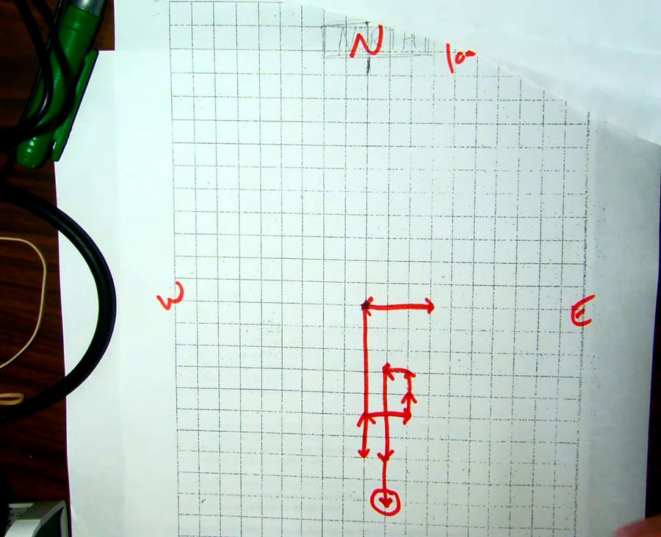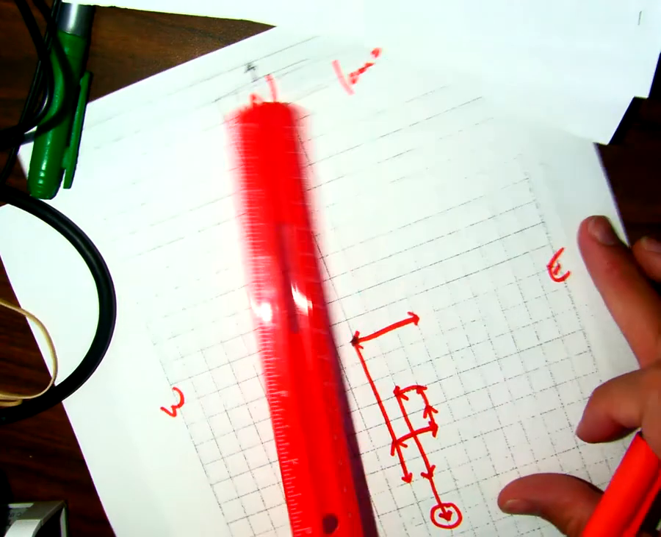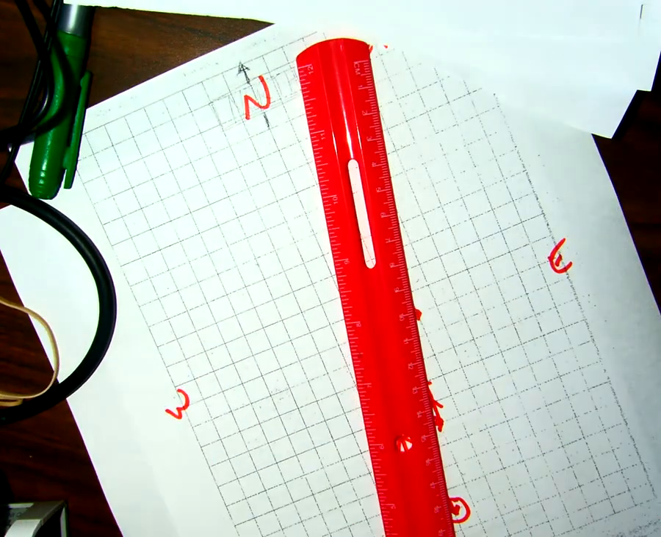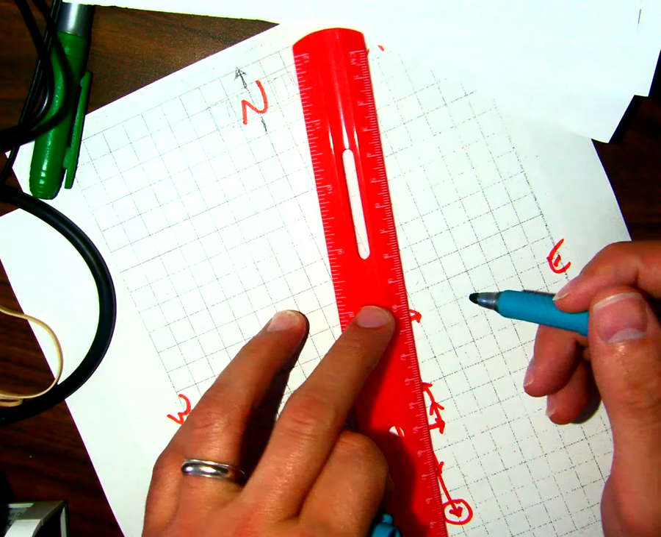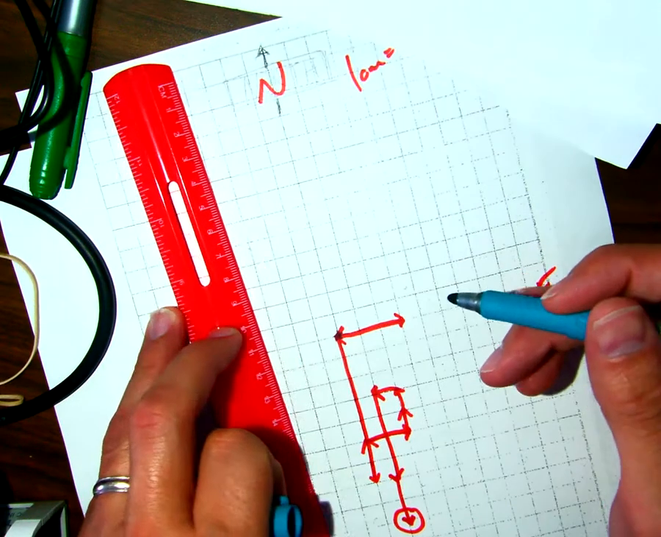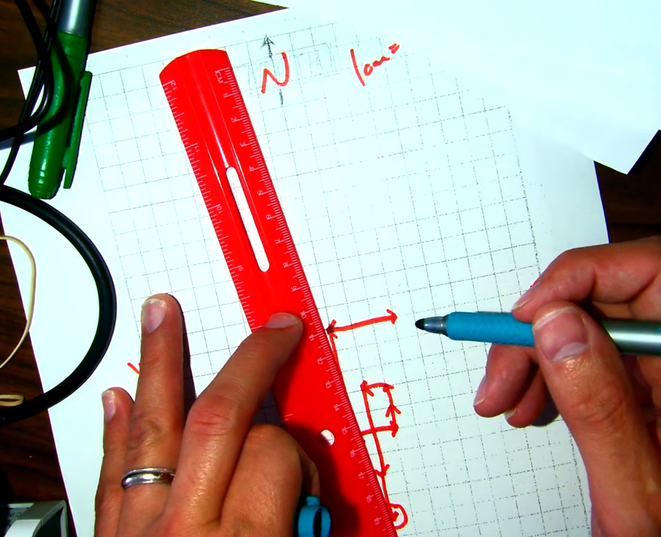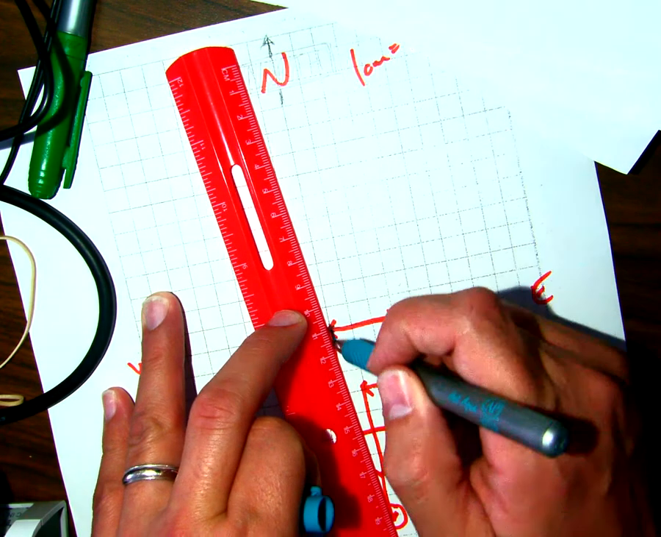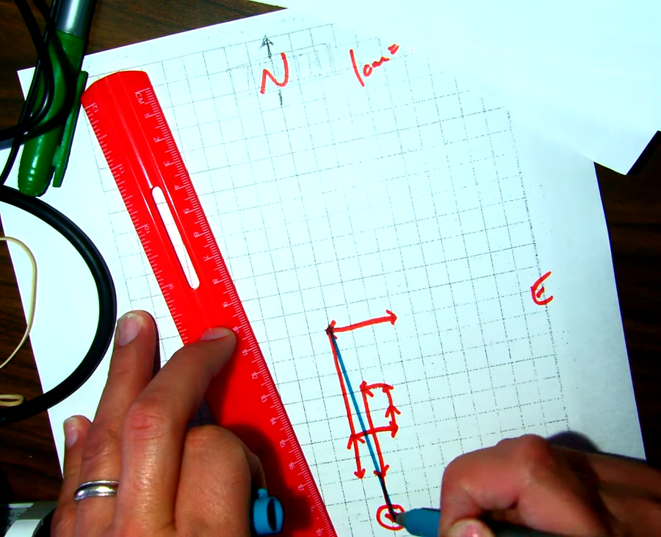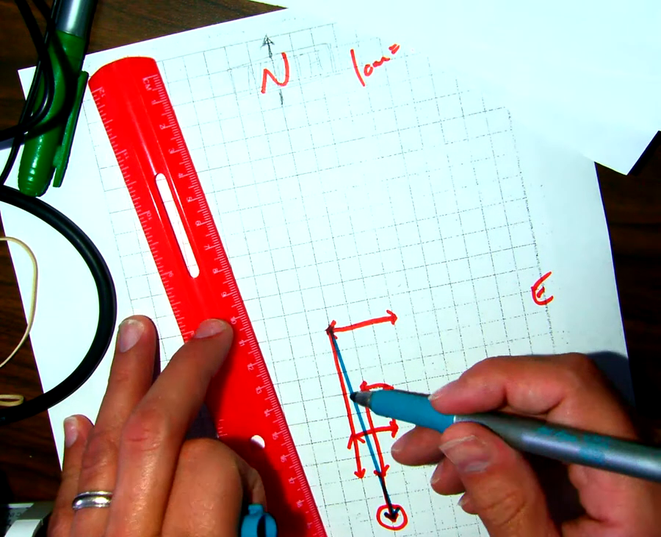So I'm going to use a ruler. Sorry about that. I had to get a ruler. I'm going to measure the displacement. I'm going to make my displacement, or in other words, the resultant vector, and draw it in blue. From my starting point to my end point is that blue line right here.